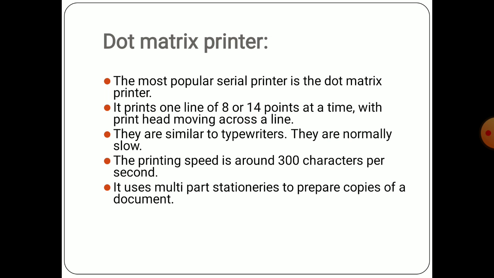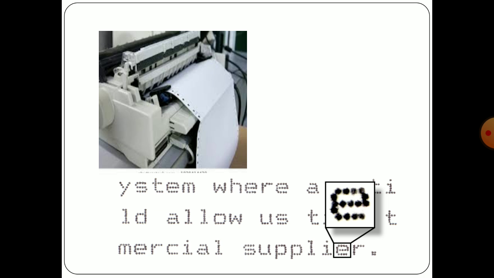The speed of your dot matrix is around 300 characters per second. In a single second, you can print up to 300 characters on your page. Then it uses multi-part stationery to prepare copies of the document. So when you want to give multiple printouts, at that time we use many stationeries or papers in your dot matrix printer. So I'll show you the image of your dot matrix printer. See, this is the image of your dot matrix printer.